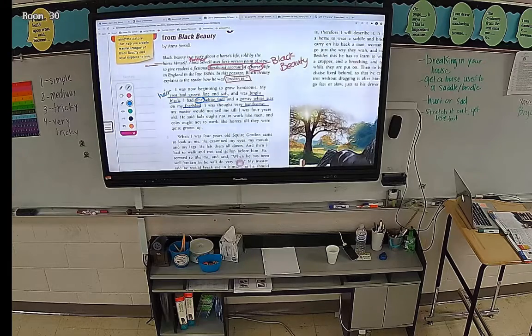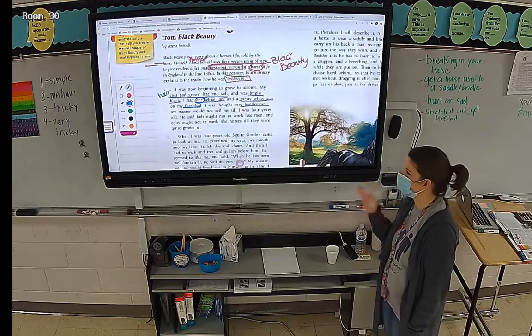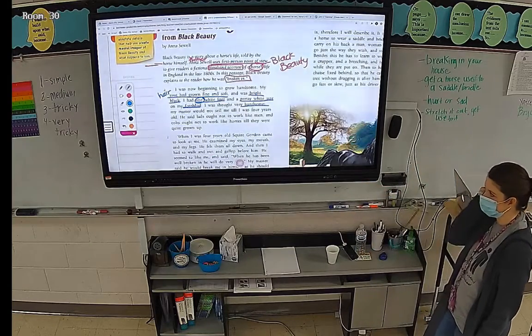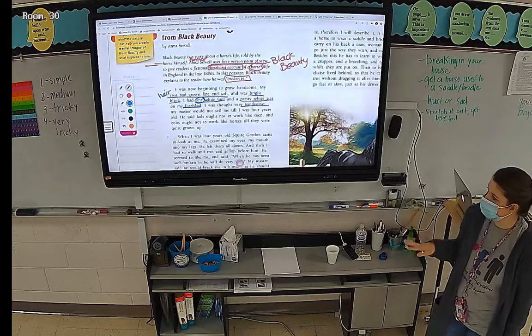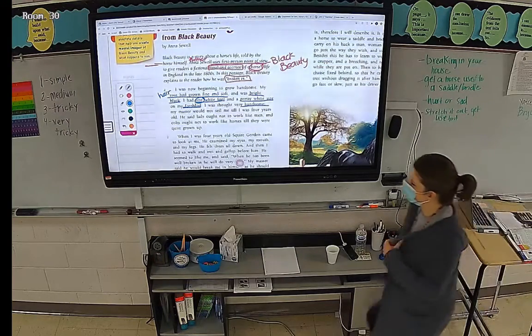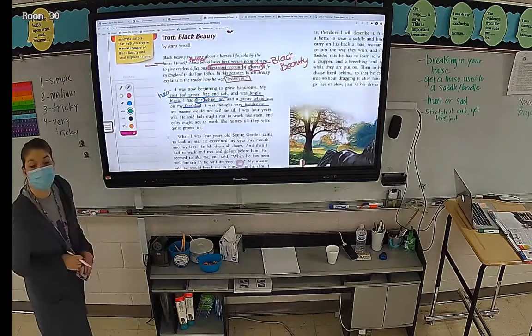Okay, it says the master would not sell me until I was 4 years old. He said lads ought not work like men, and colts ought not grow up like horses till they were quite grown up.